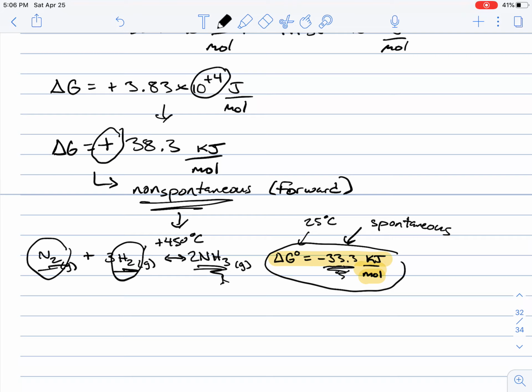And so that's pretty much it for this chapter. The next chapter is going to be electrochemistry, and that will be our last chapter for this semester.